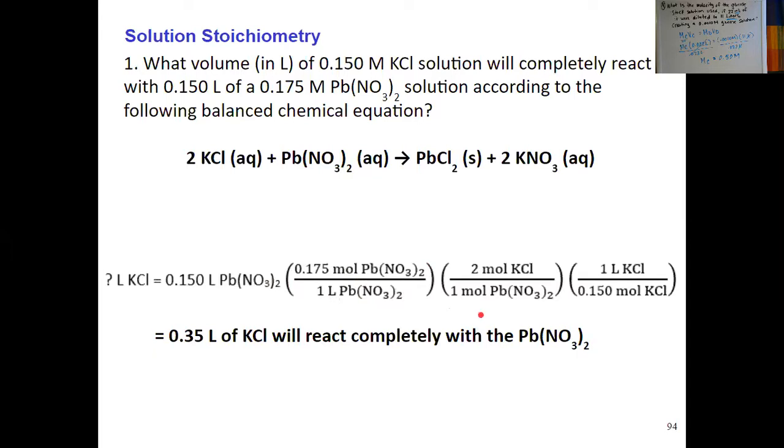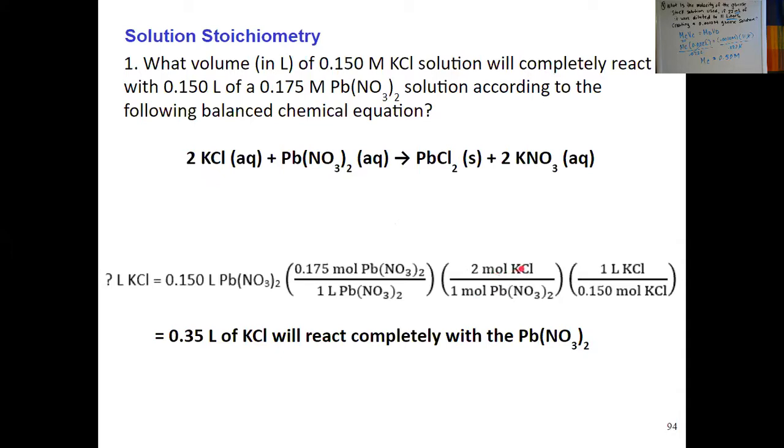That leads me to my second conversion, and this conversion comes from the balanced chemical equation. I'm going from moles of lead nitrate to moles of KCl, and these numbers are coming from the balanced equation. 1 mole of lead nitrate equates to 2 moles of KCl. Okay, so 1 mole of lead nitrate for every 2 moles of KCl.